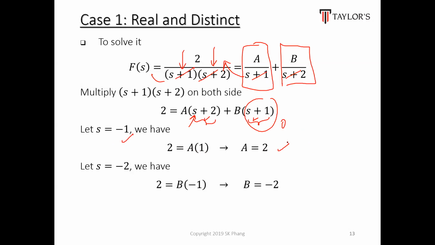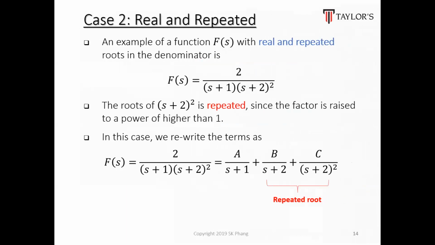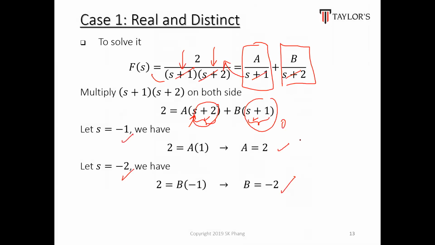Sorry. Then the next one, you do the same thing on the other side. Now you write s equals -2 to make this 0. Then you'll be able to find out your b. So ultimately, you will have your final answer.